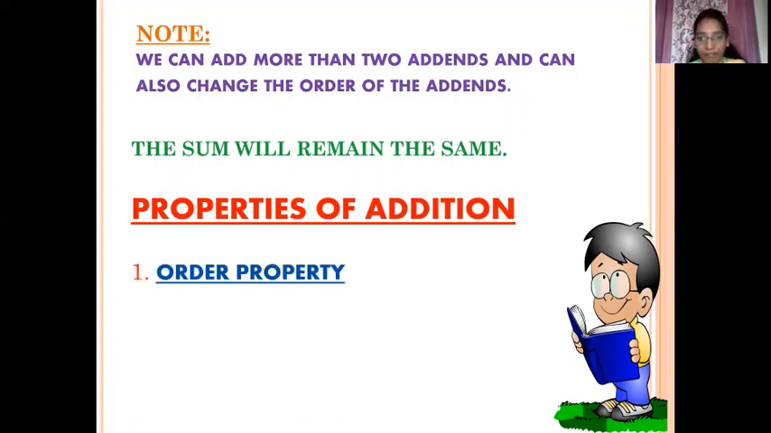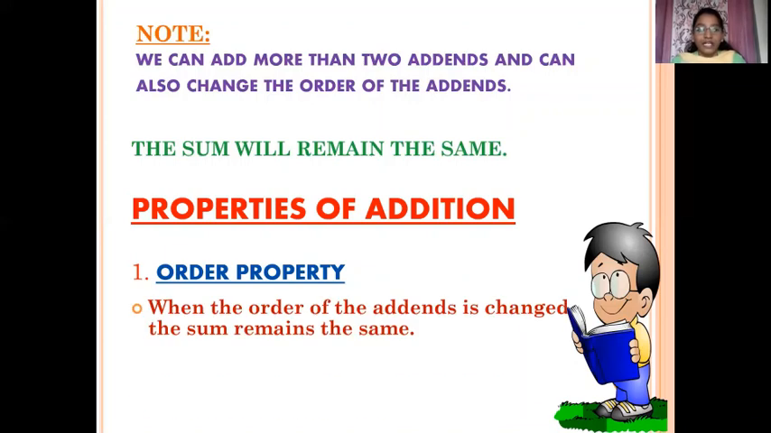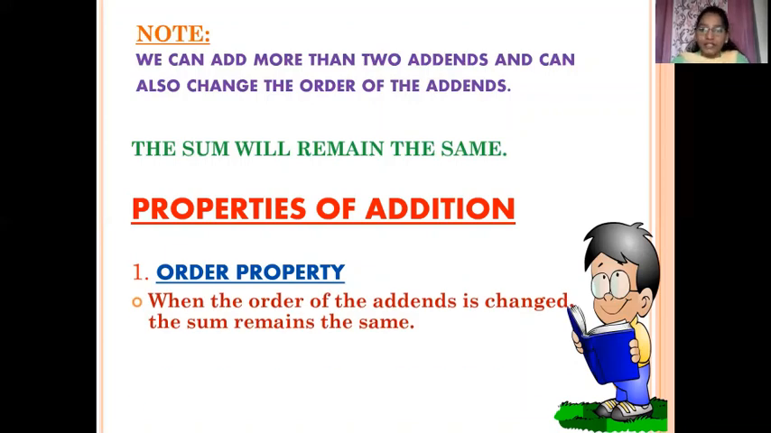First property, order property. What do you mean by order property? I was just telling you, when you're arranging the addends, in any way you can arrange. If you're given two or more than two addends, in any way you add, you get the same sum. So let us see what the order property is in words. When the order of the addends is changed, the sum remains the same.